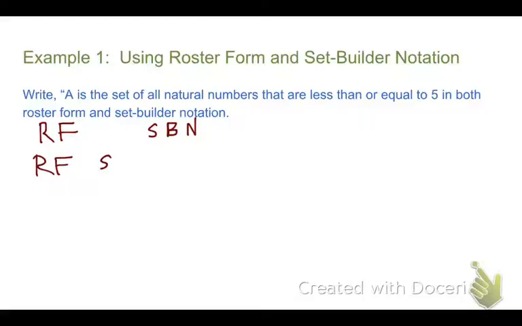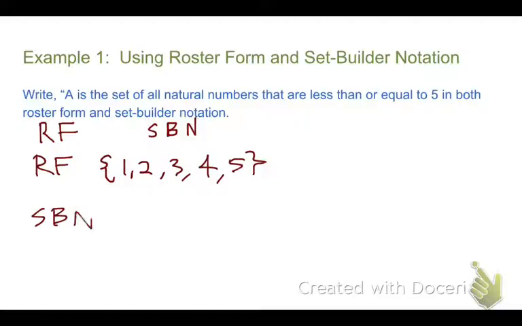So bear in mind, natural numbers start at 1. They don't include 0, and then they keep going. So the set of natural numbers that are less than or equal to 5 would be the set of all 1, 2, 3, 4, and 5. So that would be in roster form.